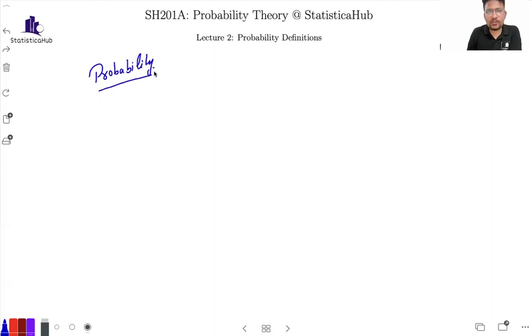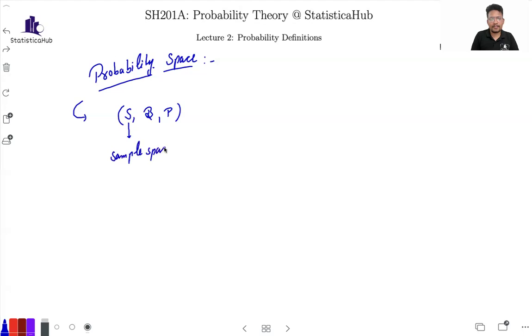Okay, so before moving to the context of axiomatic probability, I will go for something that is known as probability space. So what is the meaning of probability space? We generally define the probability space by this form: S, B, P. This is the simplest form of how we define it. In this, S is the sample space, B is the sigma field, and P is the probability function.